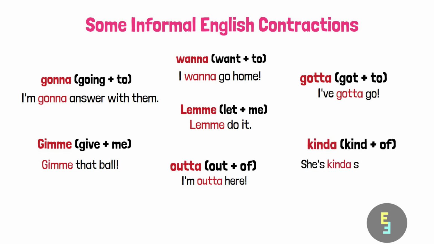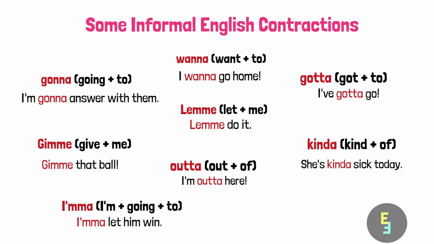Example, she's kinda sick today. The word I'mma is the contracted form of the words I'm going and to. Example, I'mma let him win. Dunno is the contracted form of don't or doesn't plus know. Example, you dunno what it feels like.